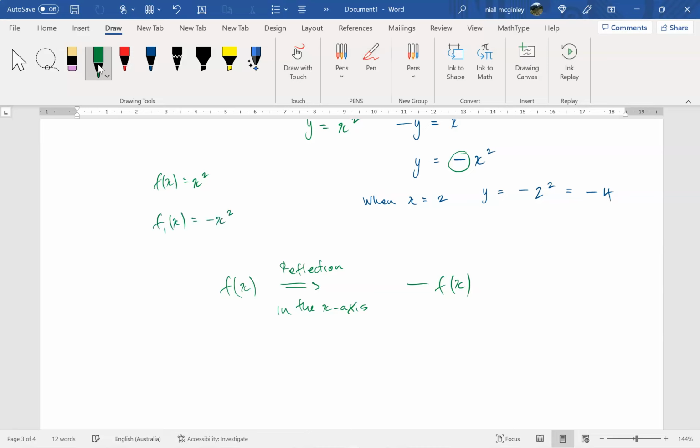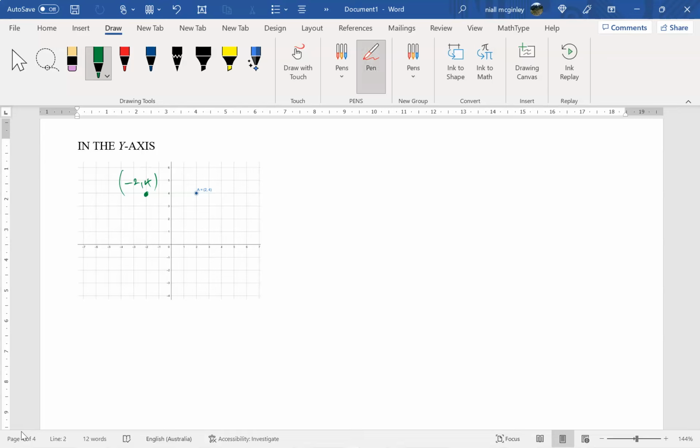So let's have a quick look at the y-axis now. Look at this point (2, 4) again, and if we reflect this in the y-axis, the y-axis is going to be the mirror, so this point will be reflected here. So it will actually become (-2, 4). So in general terms again, starting off with (x, y), what's happening with this reflection in the y-axis is the x value becomes negative, and the y value doesn't change.